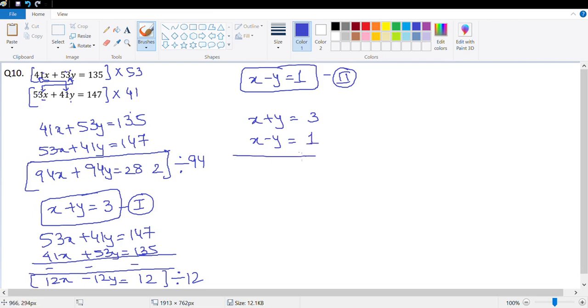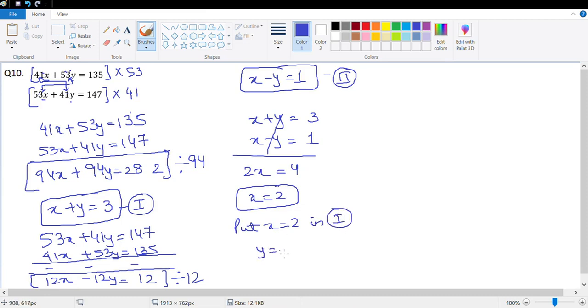So when I add these two equations, I get 2x is equal to 4, which means x is equal to 2. So put x is equal to 2 in equation 1, and we get y is equal to 1. So our final answer in the set form (x, y) is equal to (2, 1). Interesting question. I hope you figured out what has been done in this one. Good. Let's look at the next question.